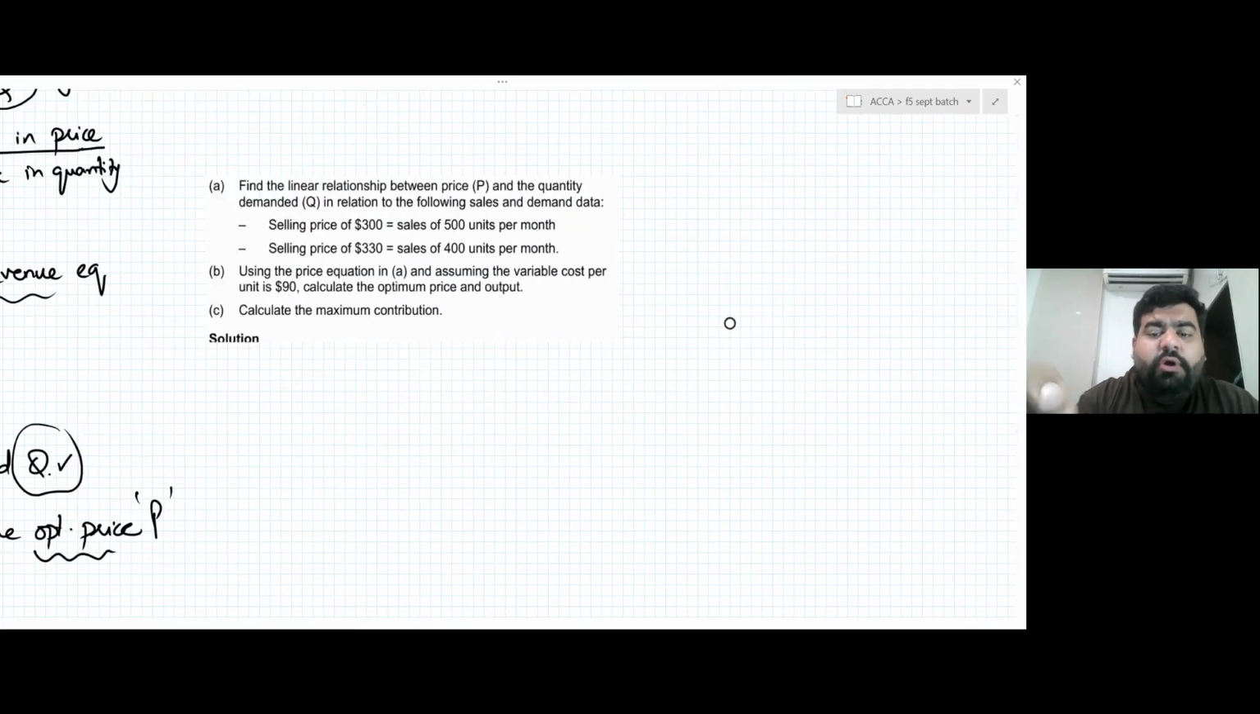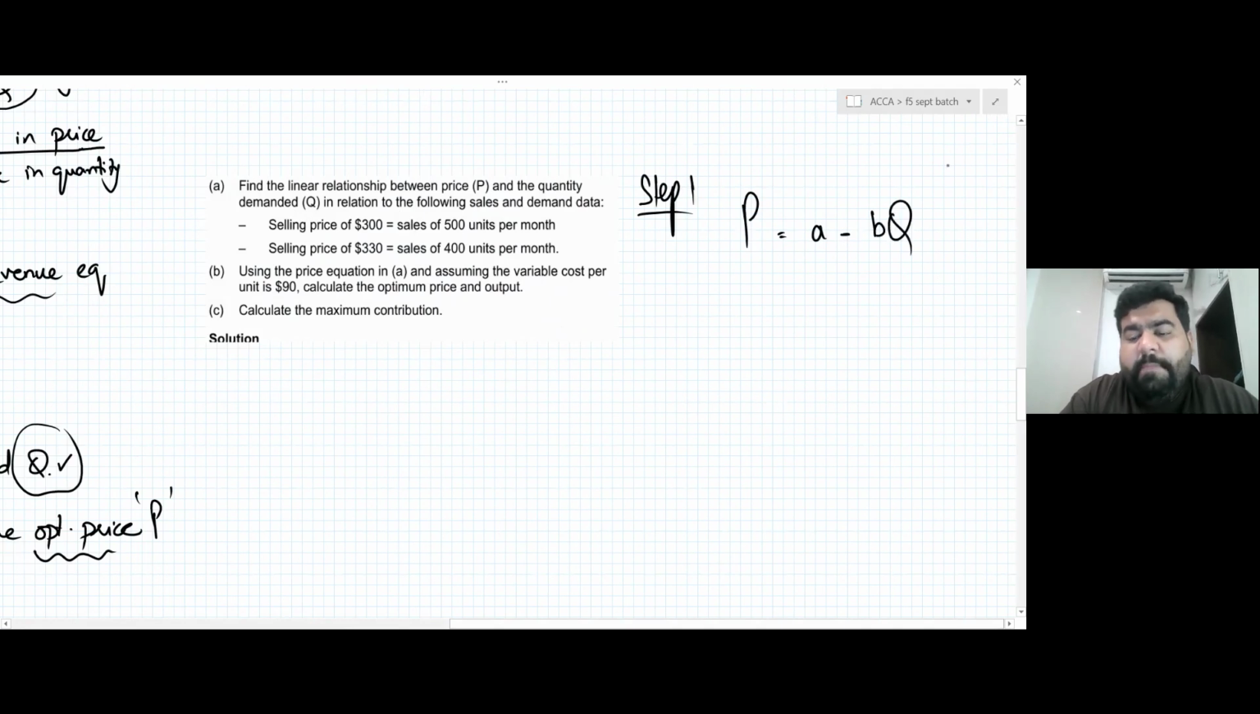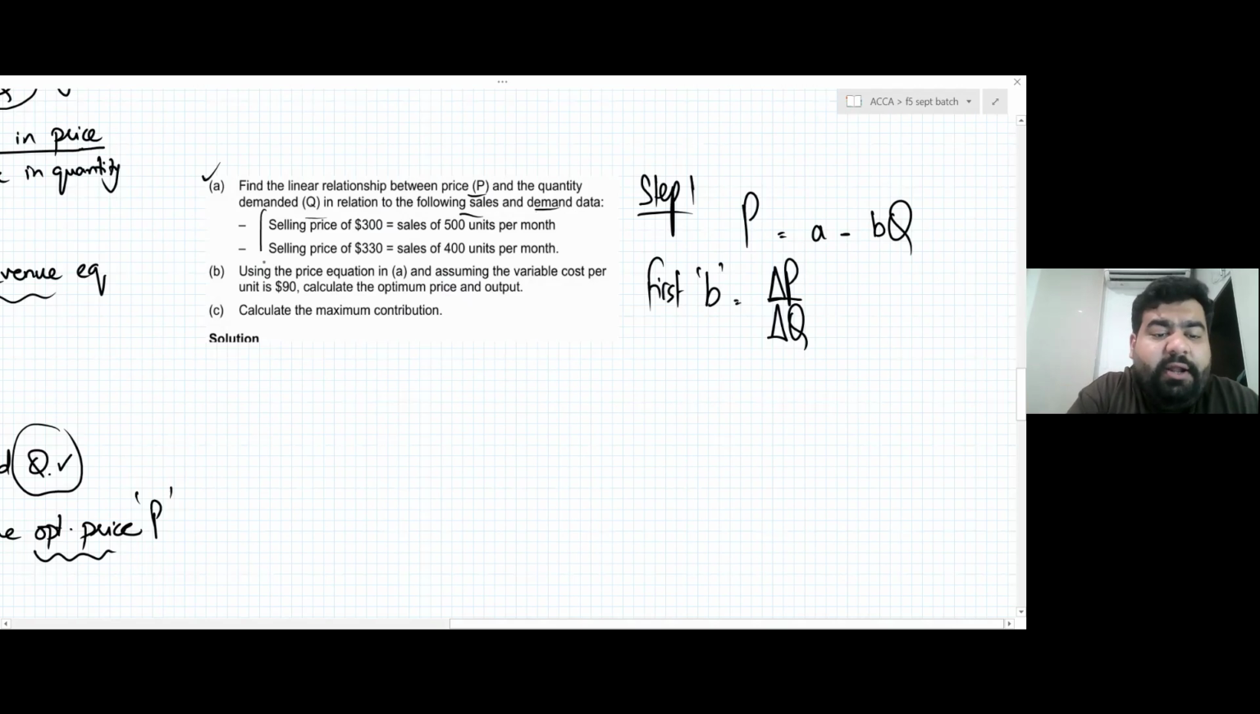So first of all, we know that step 1 is to make the equation of the quantity and price relationship, P is equal to A minus BQ. Now first of all, we have to calculate B. Always calculate B first. The formula for B is change in price divided by change in quantity. Now if we read the question: find the linear relationship between price and quantity in relation to the following sales and demand data. At 300 price you can sell 500 units, and when you increase the price to 330, your demand comes lower to 400 units. Using the price equation and assuming the variable cost per unit is 90, calculate the optimum price and output, and calculate the maximum contribution.